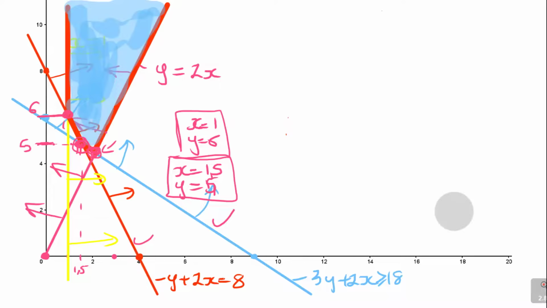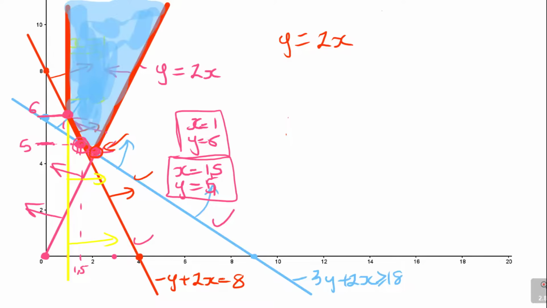Because the graph itself, they could have said use the graph, but the graph is not specific. I've got that point here on there. I've got y is equal to 2x, and I've got this graph which is 3x. So y is equal to 2x.